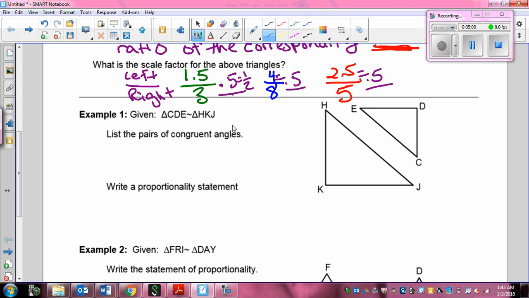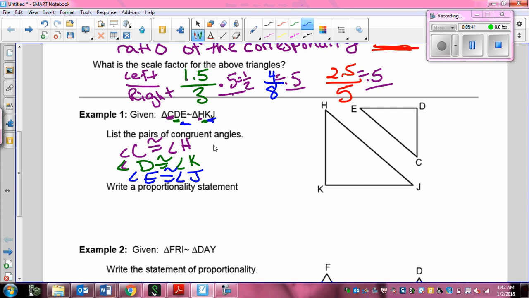List the pairs of congruent angles. Remember, order matters. So C is congruent to H. Angle C is congruent to angle H. They're equal in measure. Let me do the green probably. The middle one is congruent to the middle one. So angle D is congruent to angle K. And finally, the last one is congruent to the last one. So angle E is going to be congruent to angle J.